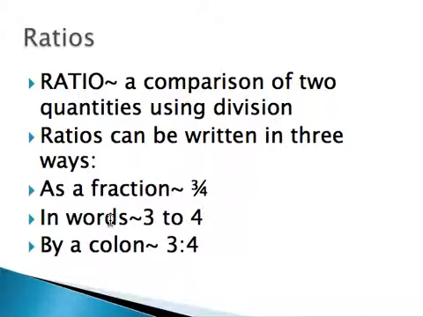A ratio is a comparison of two quantities using division. Ratios can be written in three ways: as a fraction, in words, or by a colon. They all represent the same thing, so you have 3/4, or 3 out of 4, or 3 to 4 written with the colon.